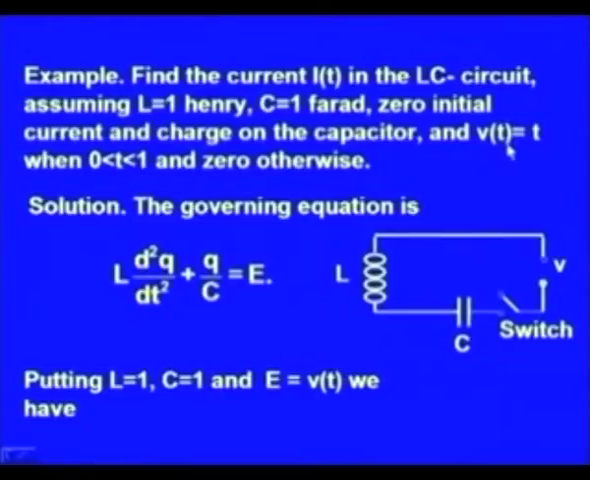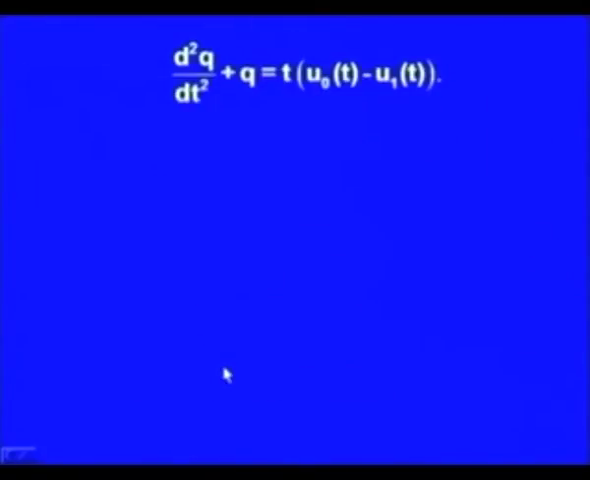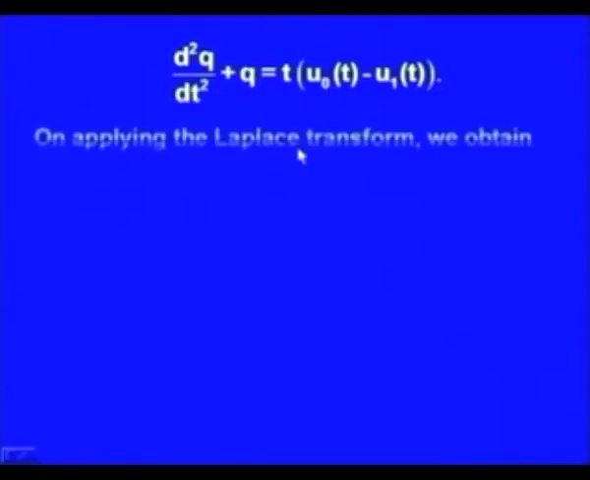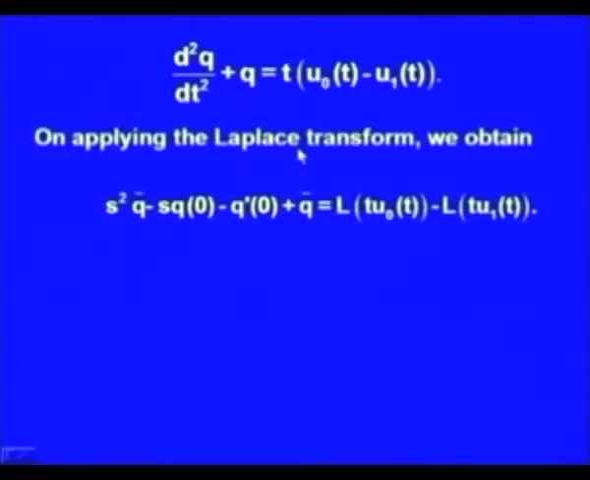So, we can write V(t) in terms of unit step functions as t times u0(t) minus u1(t). If we do that, we will have the differential equation like this: d square q by dt square plus q equal to t times u0(t) minus u1(t). Now, let us apply Laplace transform to this equation.